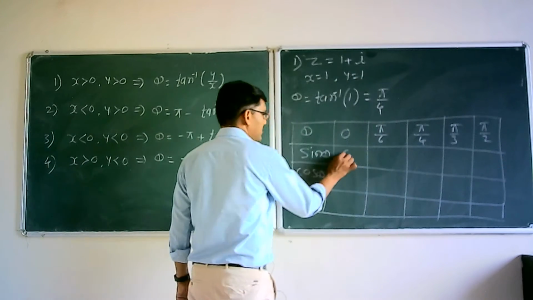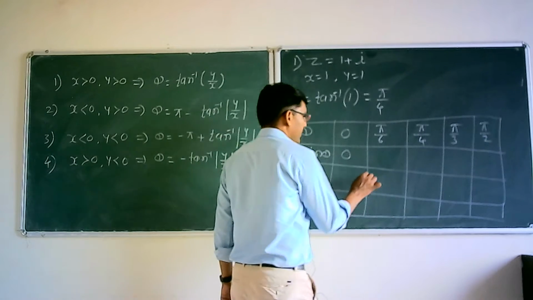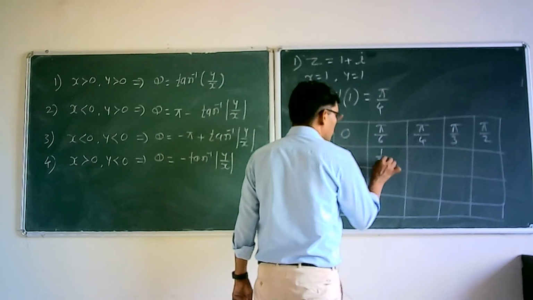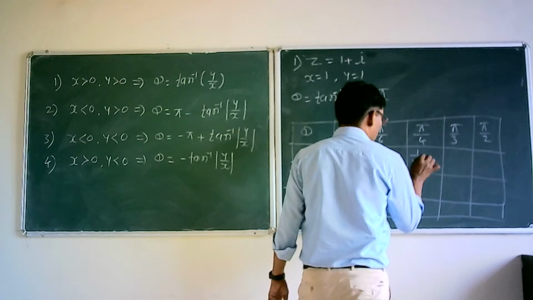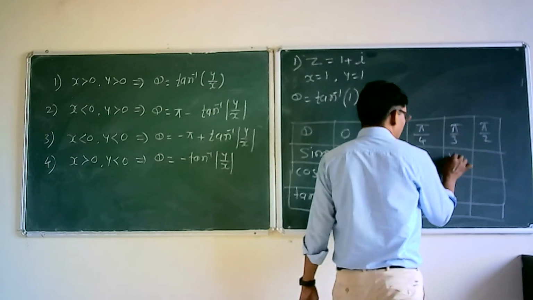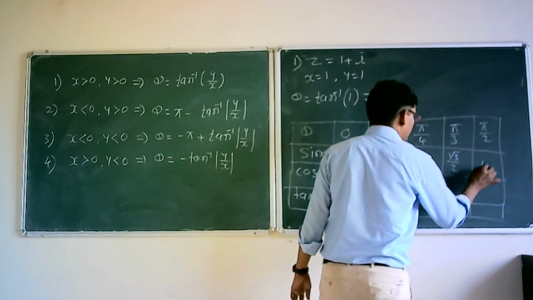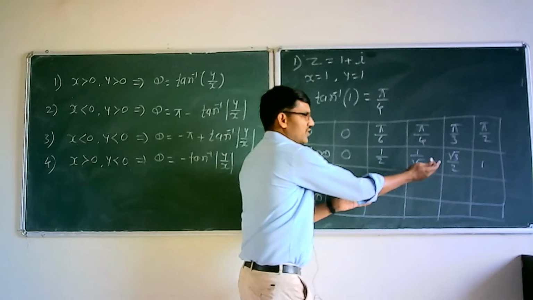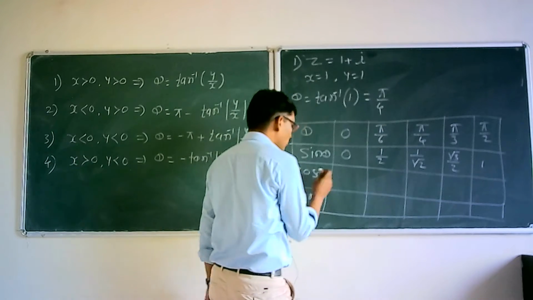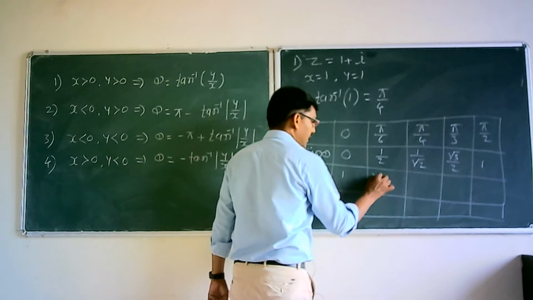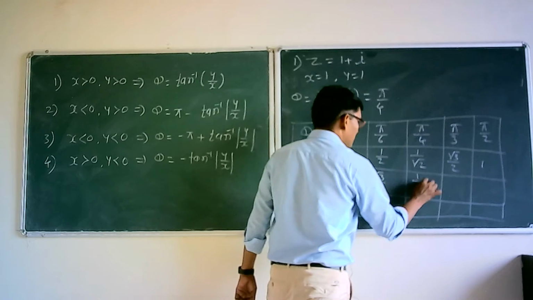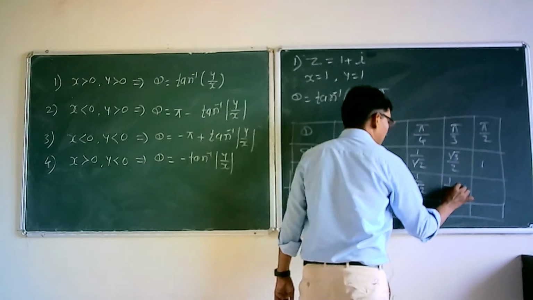Then here it is 0. Then here 1 by 2, 1 by under root 2. Then here under root 3 by 2 and 1. And if you write the reverse of this number, you will get the cos theta, that is 1, then under root 3 by 2, then 1 by root 2, 1 by 2 and 0.